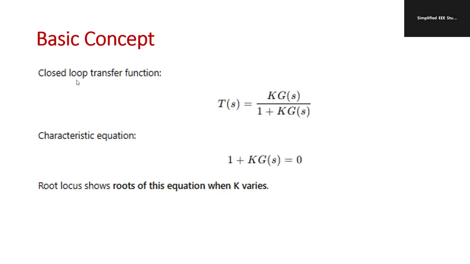Coming to the basic concept, we have a closed loop transfer function defined by kG(s) by 1 plus kG(s). The characteristic equation is nothing but equating the denominator polynomial to 0. So please look at the denominator. This is my denominator, so I'm going to equate the denominator polynomial to 0. The root locus shows how the roots of this equation move when k changes. So that is exactly the meaning of root locus.